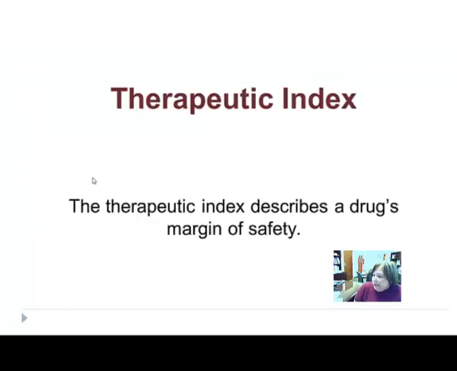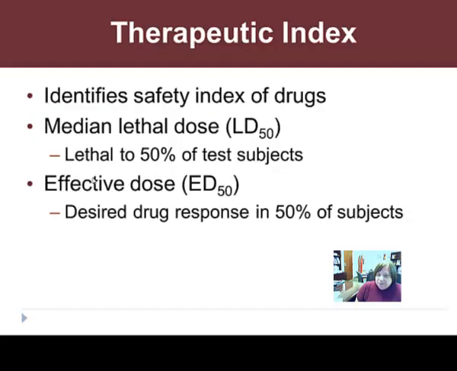Next, we're going to be looking at the therapeutic index. This tells us how safe a drug is to be administering it to a patient. Okay. Again, we're looking at the safety aspect of medications. The effective dose we'll look at first. It's ED50. This is the desired response, the effective response in 50% of the subjects during the clinical trials.